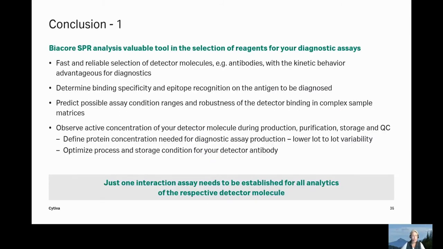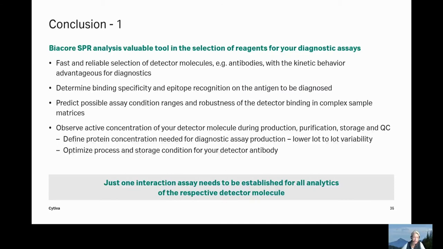With the first part of my talk, I hopefully convinced you that Biacore SPR analysis is a valuable tool in the selection of detectors for diagnostic assays. A fast and reliable selection of detector molecules which show exactly the kinetic behavior which is advantageous for your diagnostics is possible with Biacore assays. You can determine the specificity and epitope recognition on the antigen to be diagnosed. It is also possible to predict robustness of the detector binding over a range of environmental conditions and in complex samples.